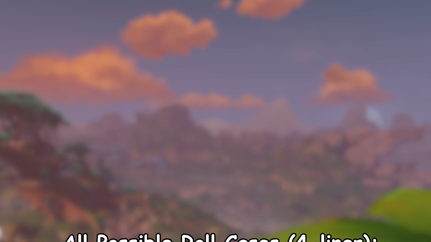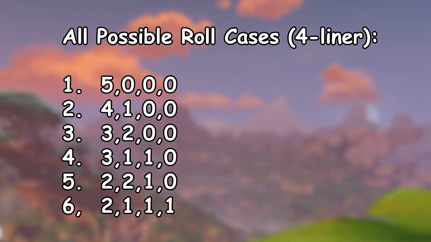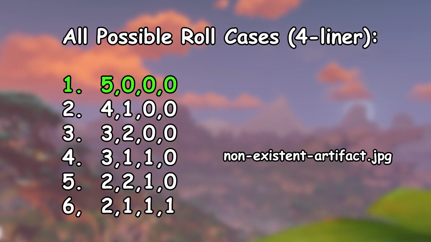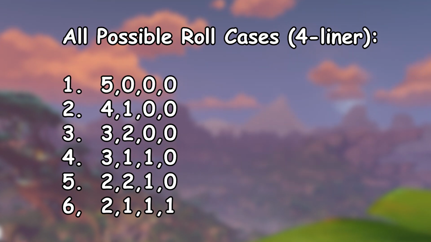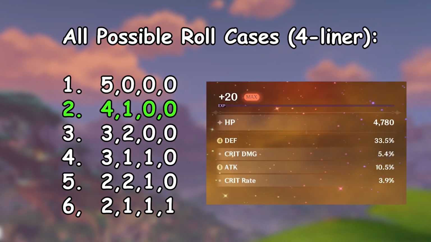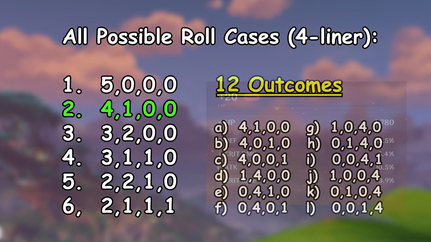The first step is to determine all the possible outcomes for a 4-liner. This time, there are 6 different roll cases to consider. For example, when rolling 5 times into a substat, there are 4 different outcomes. Each outcome represents an artifact that rolled into one of the 4 substats 5 times. The next case would be rolling 4 times into a substat and once into another. There are 12 different outcomes, which can be listed as follows.